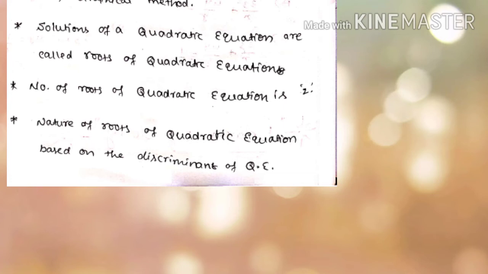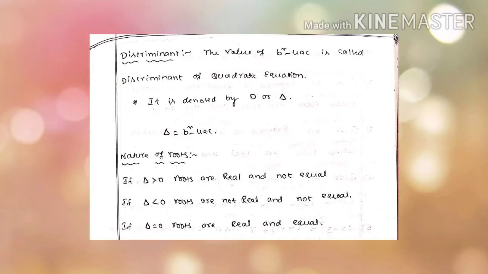Here is the next slide. Solutions of quadratic equations are called roots of a quadratic equation. There are two solutions, so the number of roots is 2 for any quadratic equation in general. The nature of the roots of a quadratic equation is based on the discriminant of a quadratic equation. Let's see what the discriminant is and its formula. Here is the next slide about discriminant.